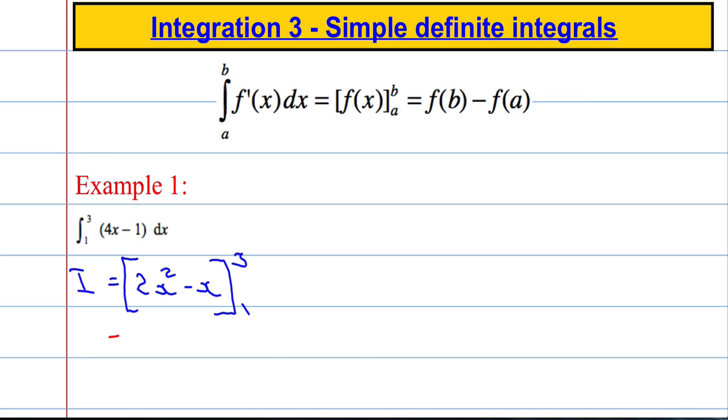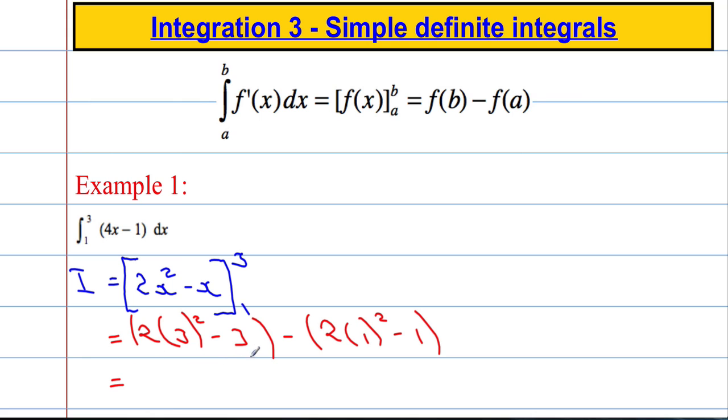So the next part is we're going to substitute the value 3 into this function here. So we get 2 times 3 squared minus 3. And what we need to do is we need to subtract the lower bound. So we're going to subtract and then substituting the 1 back in. So we get 2 times 1 squared minus 1.